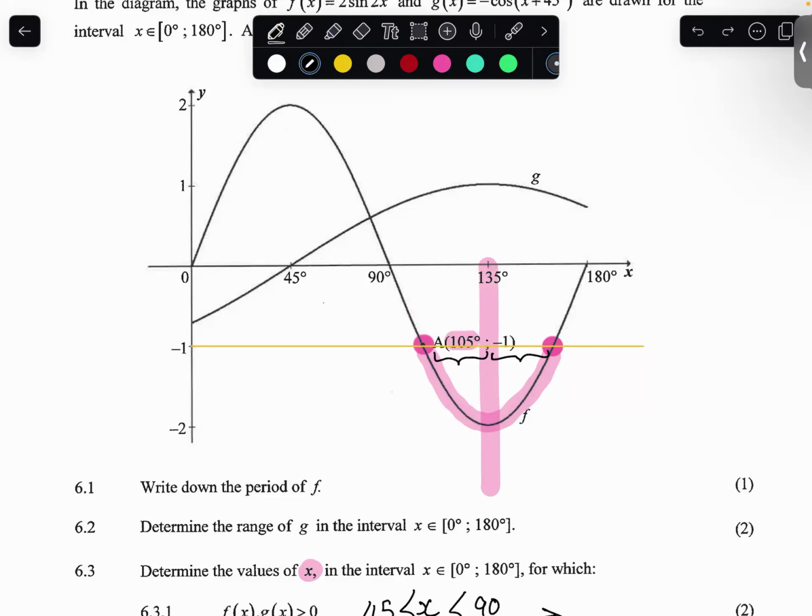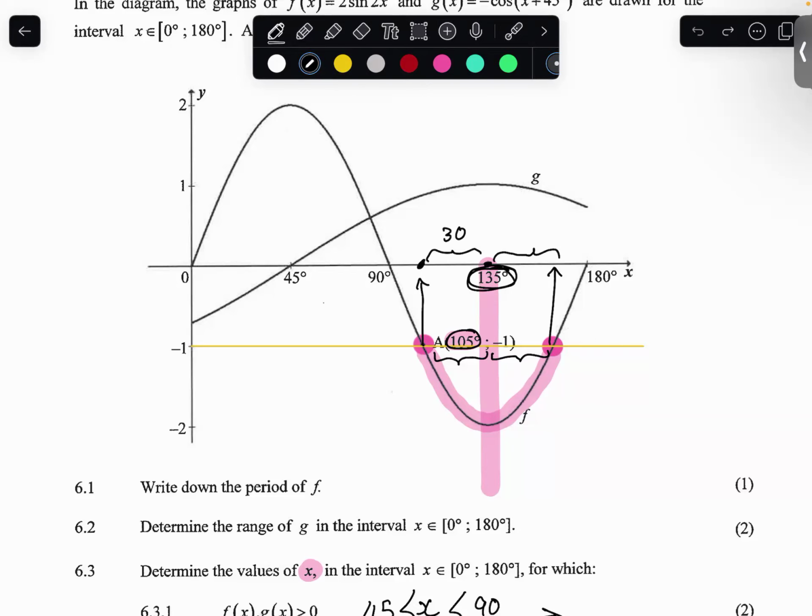So let's figure out what that distance is. From 135 to 105, from this point to this point, that distance is 135 minus 105, which gives you 30. And the same thing here on the other side. That means 135 plus 30 will give me whatever this x value is. And that gives me 165 and minus 1. So 135 plus 30.